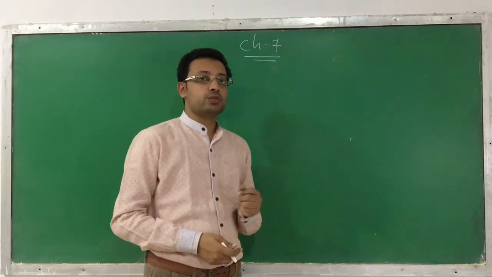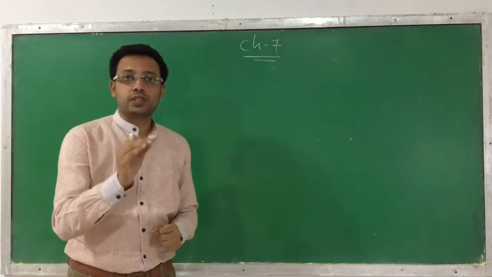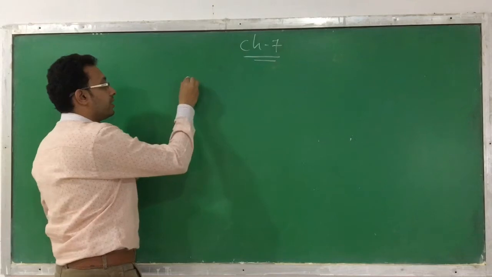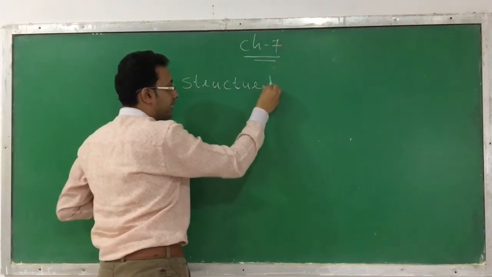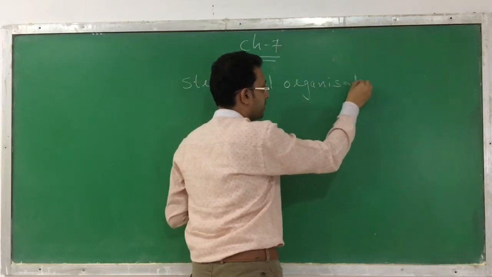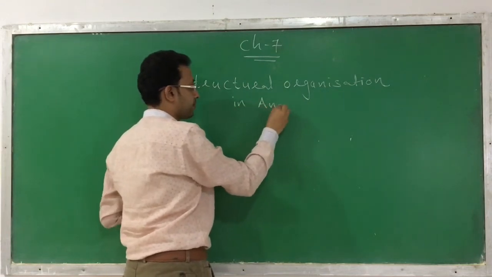Now today we are going to start with a new chapter, number 7. It is structural organization in animals. How the different structures get organized in animals. So today we will discuss chapter number 7, structural organization in animals.